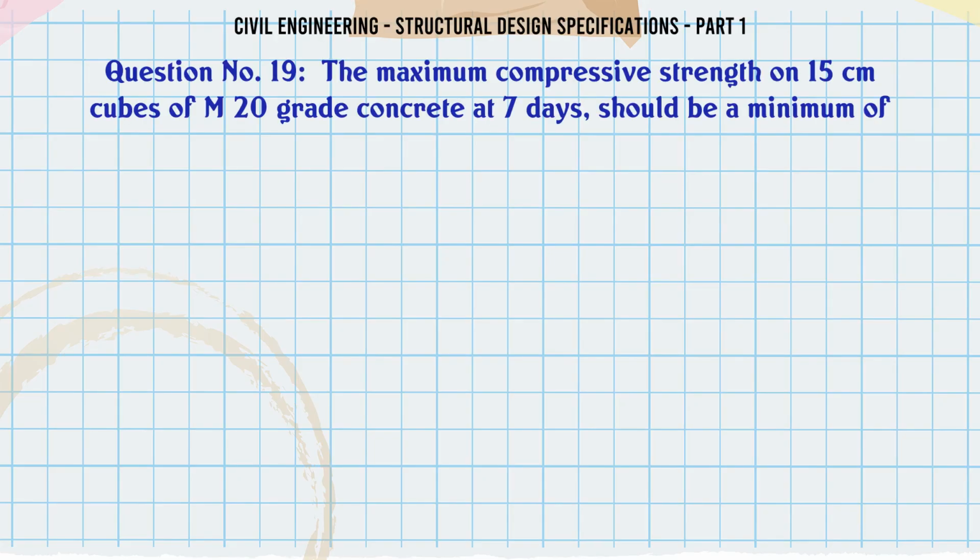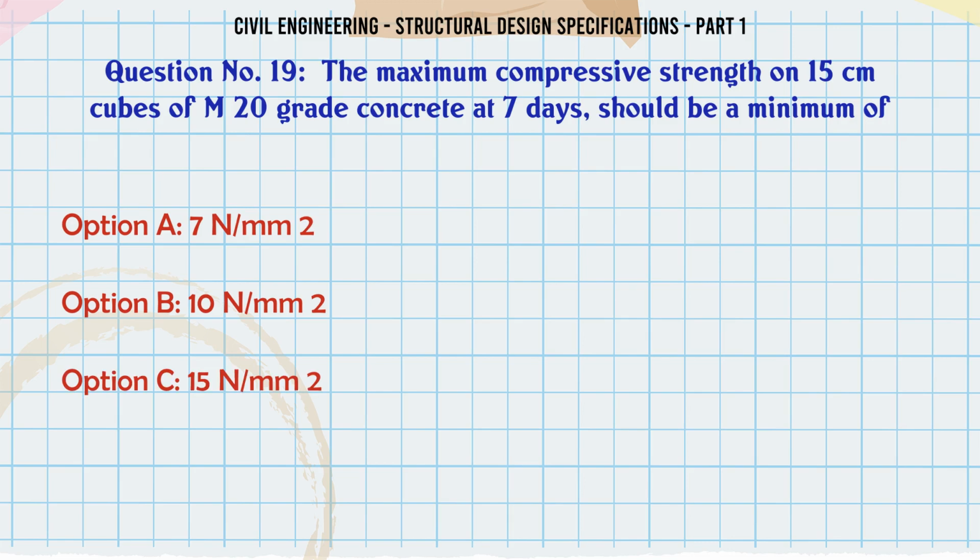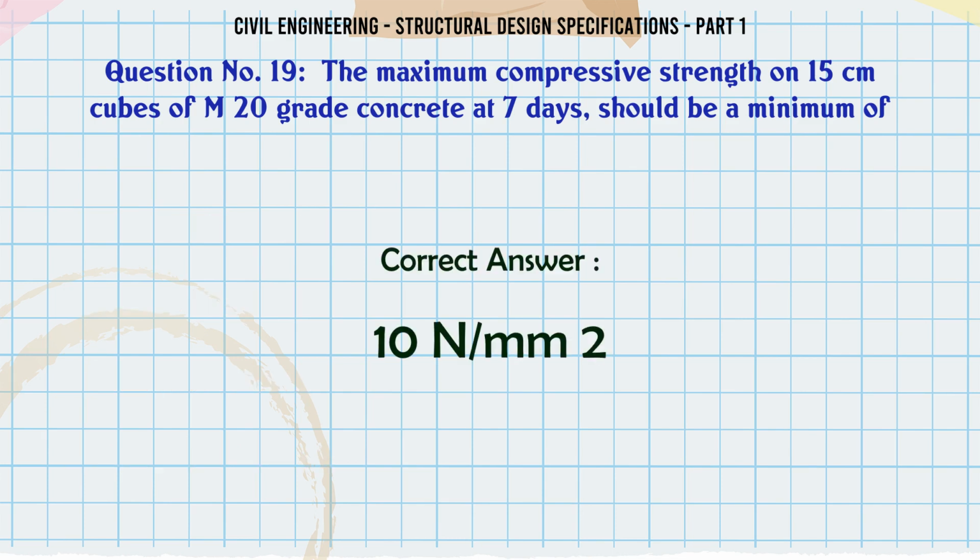The minimum compressive strength on 15 cm cubes of M20 grade concrete at 7 days should be a minimum of A. 7 N/mm², B. 10 N/mm², C. 15 N/mm², D. 20 N/mm². The correct answer is 10 N/mm².